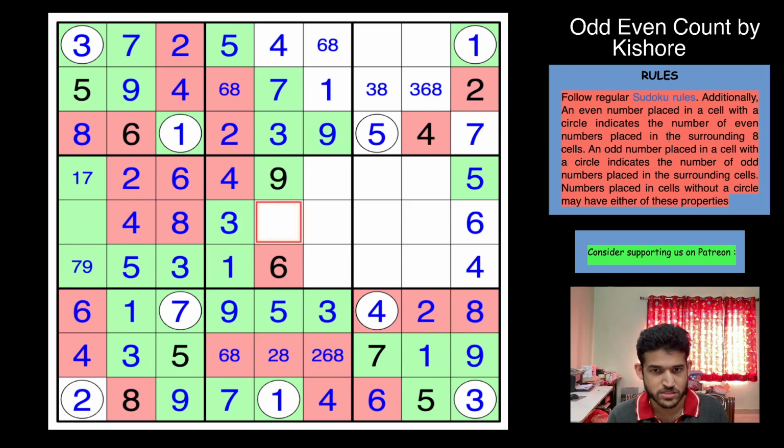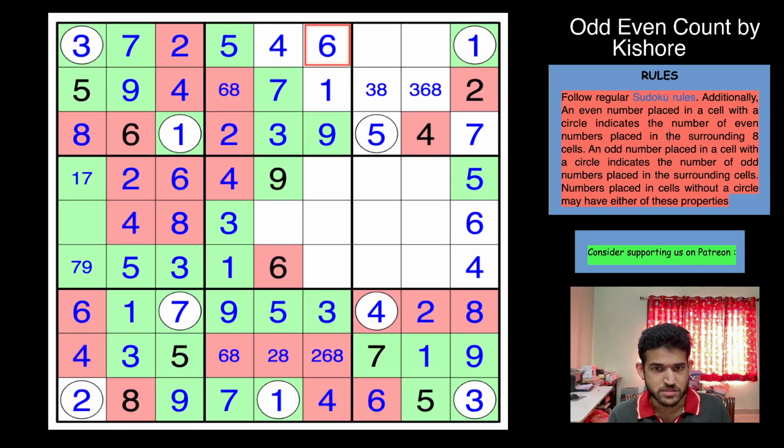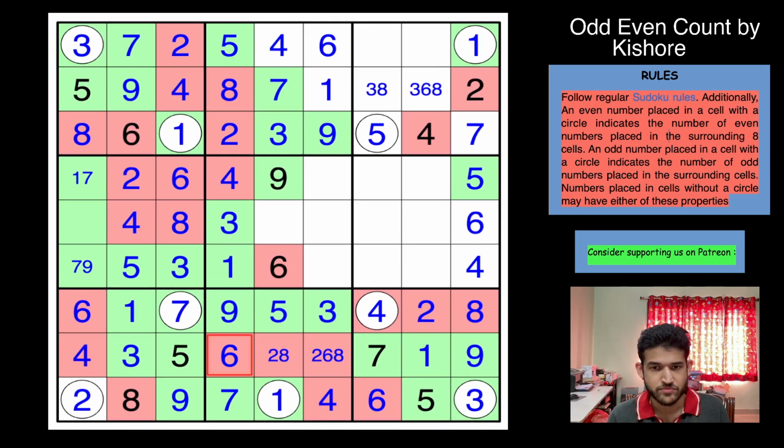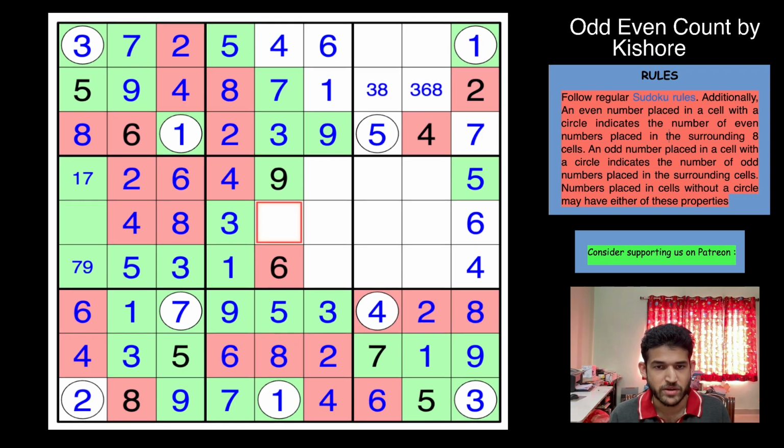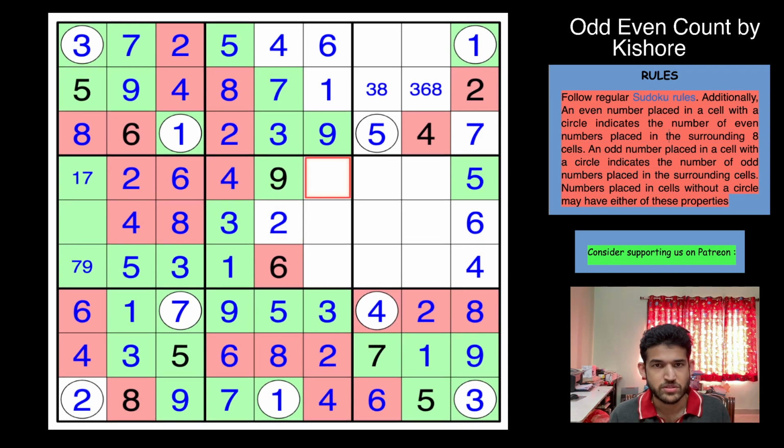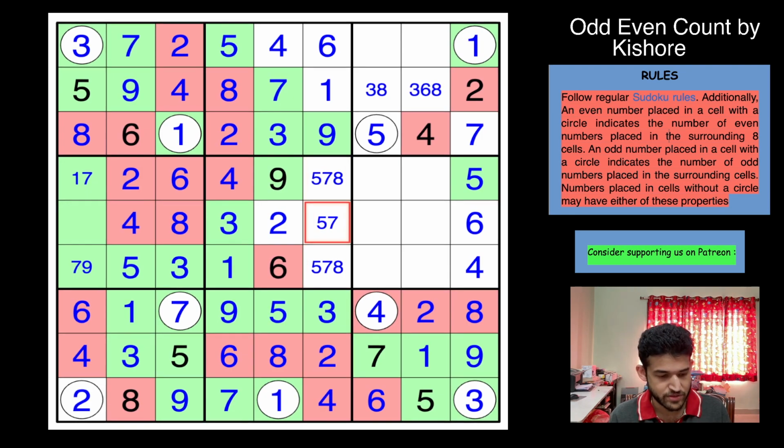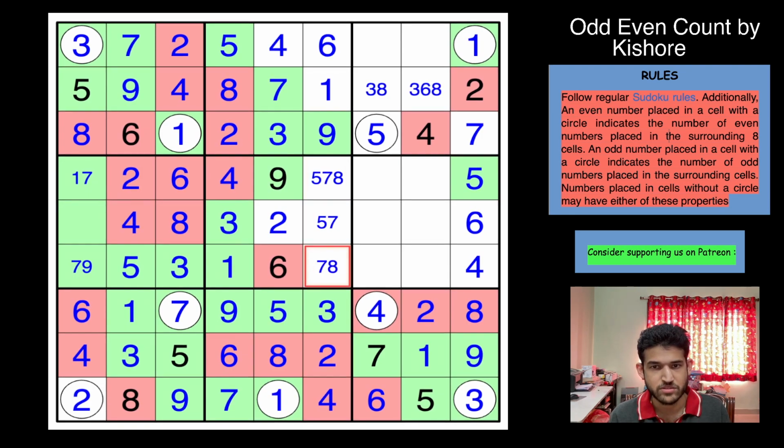Now 8 in box 5 has to be in one of these two cells, which means this is 6. This is 8, 6. This will be 2 or 8. And 8 is already here, so that's a 2. That's 8. This will be 2. So this will be 5, 7, 8. There's no 8 here, no 5 here, and no 5 here. So this is a 5.